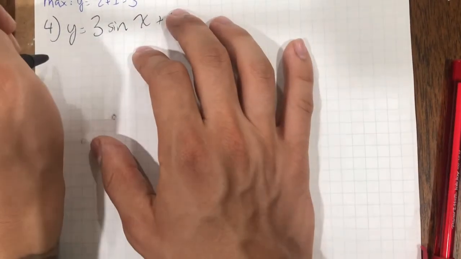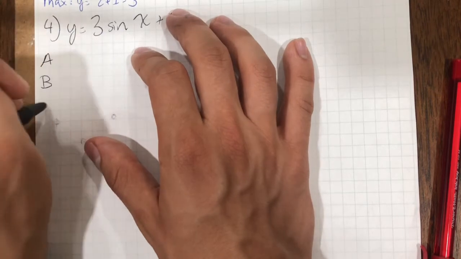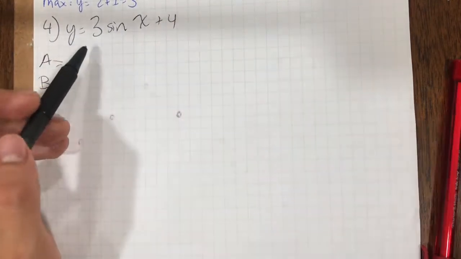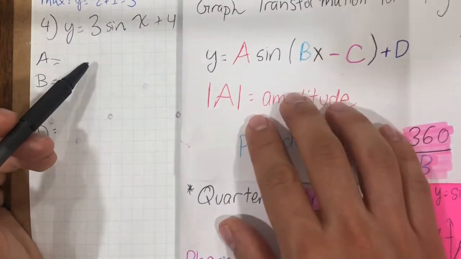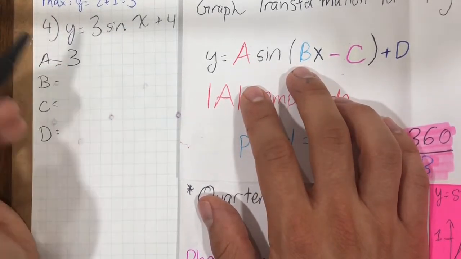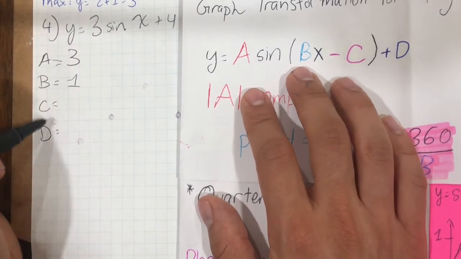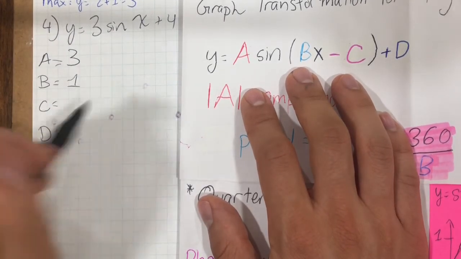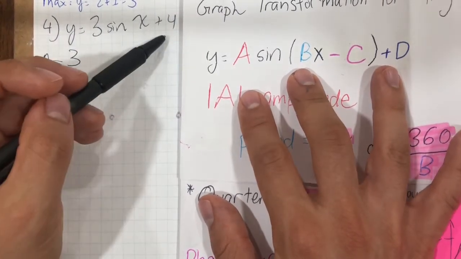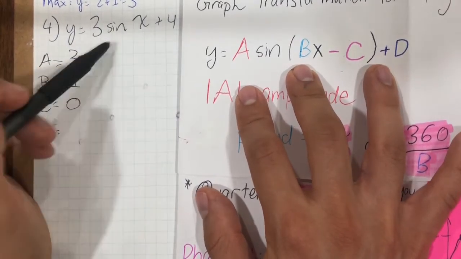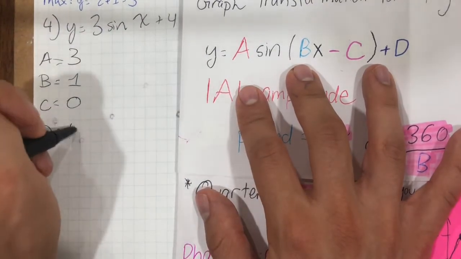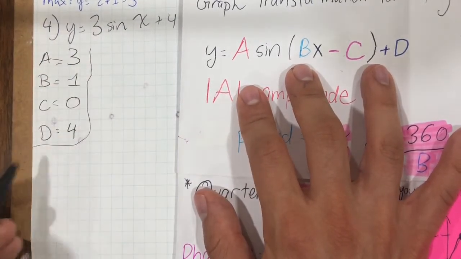So first off, I'm going to label all my numbers for A, B, C, and D. For my A, we see that A is in the same spot as 3, so my A is going to be 3. B, there really is no number in front of X, so that's going to be a 1. C, there's no number being added or subtracted inside the parentheses, so that's going to be a 0. And then for D, we have a 4 outside, further away from the trig function, and no parentheses in sight. So that means that D is going to be 4. So these are my 4 numbers.